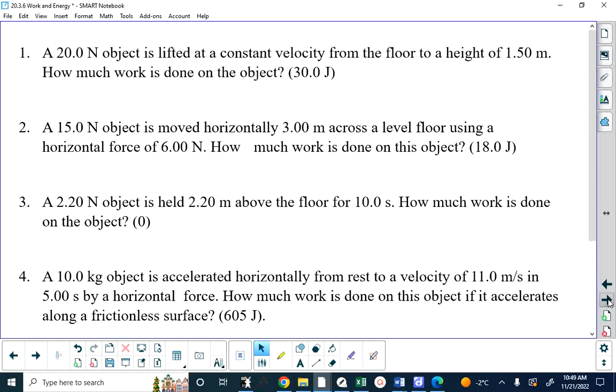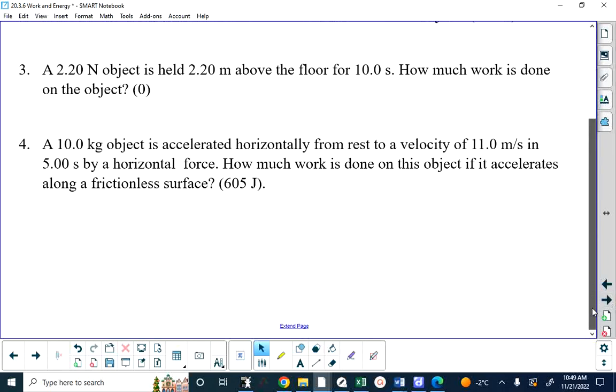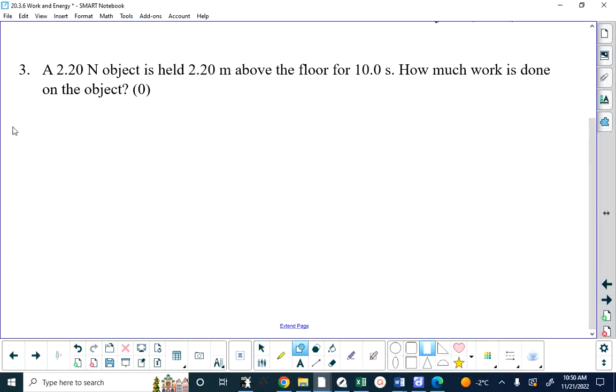So you have a 2.20 newton object that's held a particular distance above the floor for 10 seconds. How much work is done? First of all, that 2.2 newtons is the weight of the object. When I say 2.20 newtons, I'm telling you the force of gravity acting on it. And not that it really matters, I could answer this question very quickly, but I want to get into a little more detail.